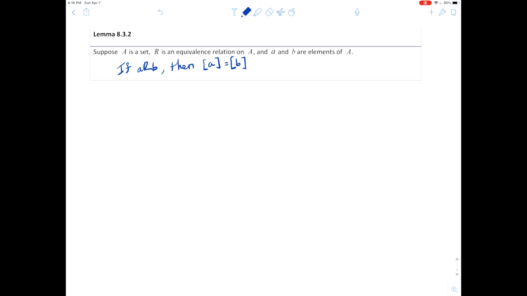Now I liked this proof because it brings back some earlier ones where you have to show set equality. And remember, what do you need to show? We need to show that the class of a is a subset of the class of b, and the class of b is a subset of the class of a. That's how you show set equality.